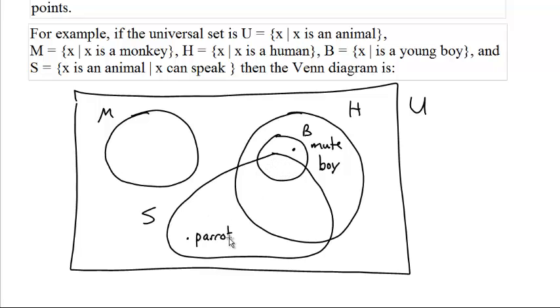And out here, what's out here? Well, parrots. Those are in the set of all animals, and they are capable of speaking, but they're outside of humans. They're non-human speaking animals. And something out here is something that's neither speaking, nor a monkey, nor human, like a rhinoceros. This is a Venn diagram.